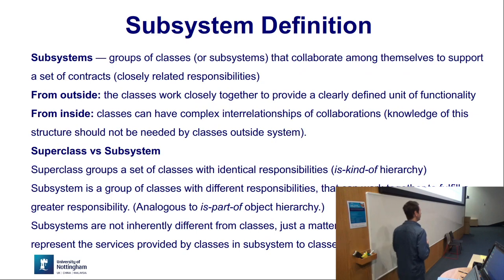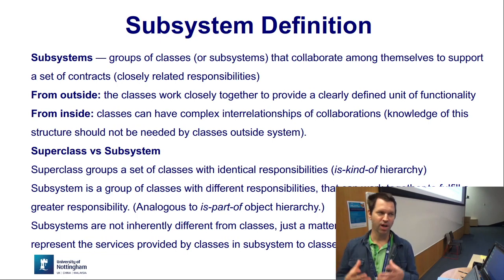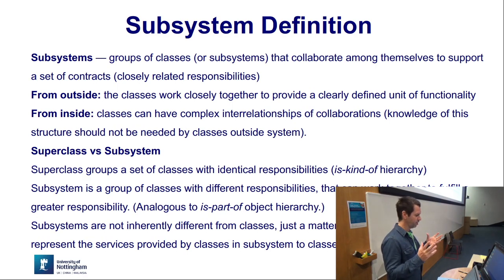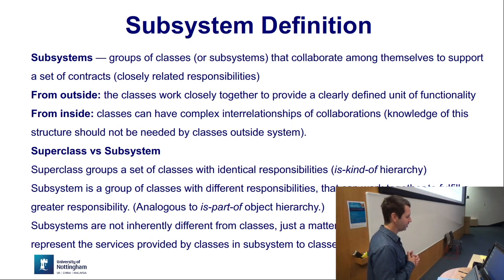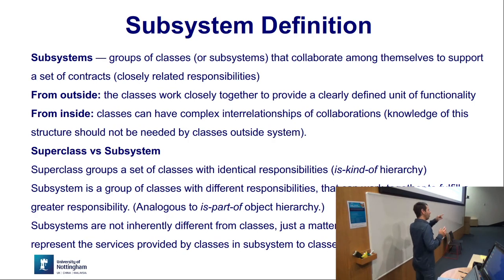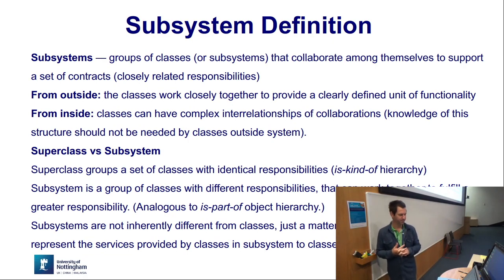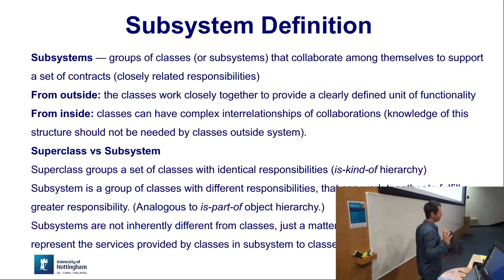So what is a subsystem? It's a group of classes, and they all have a common purpose, right? They fill a higher responsibility. From the outside of the subsystem, the classes work closely together to provide some sort of functionality, a shared abstract functionality, like printing, for example. From inside the subsystem, there can be a bunch of classes, and they're all collaborating with each other in a complicated way, right? And the idea is to hide that complexity from the rest of the world, or the rest of the application.